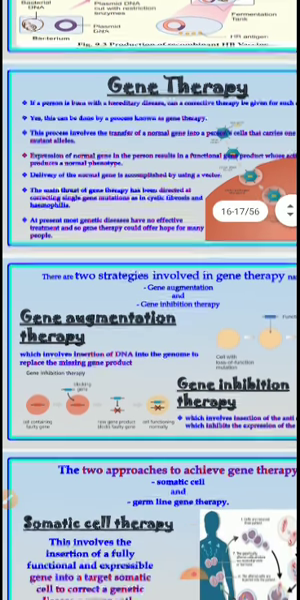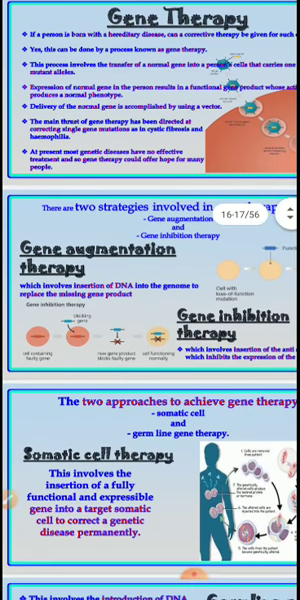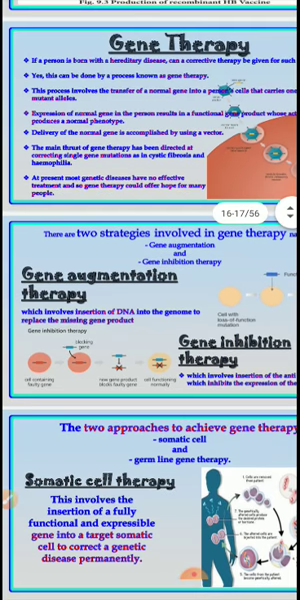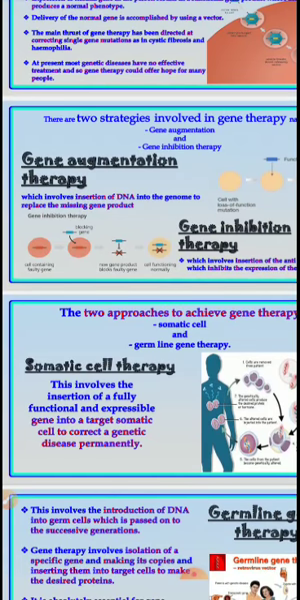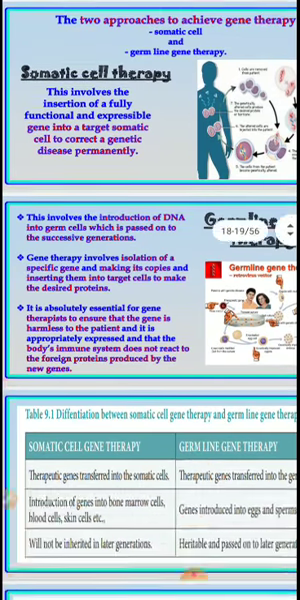Expression of the normal gene in the person results in the function of gene products, whose active products give the normal phenotype, and the normal gene is transferred into the person's cells that carry mutant alleles. Next, gene augmentation therapy is a treatment where a normal gene is transferred into the person's cells, and gene inhibition happens in that. Gene augmentation therapy also involves inserting DNA into the genome to replace the missing gene product. The two approaches to gene therapy are somatic cell therapy and germline gene therapy.